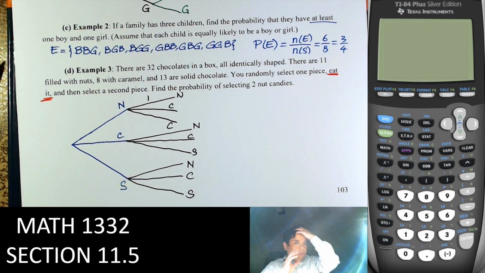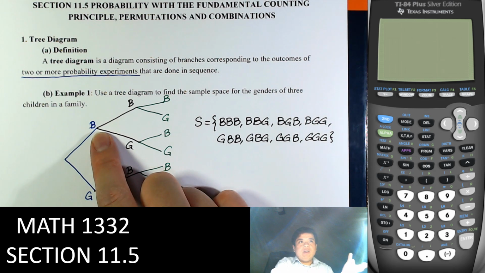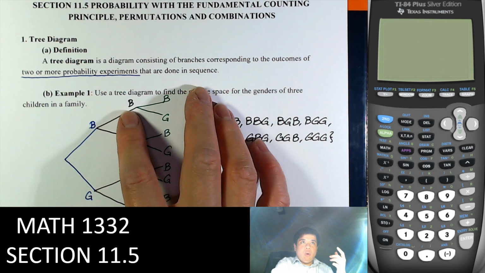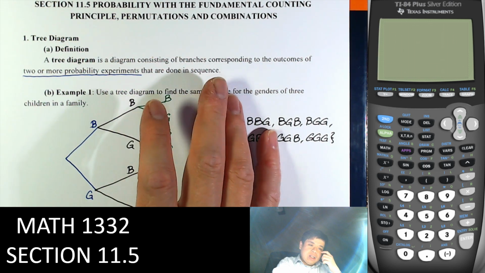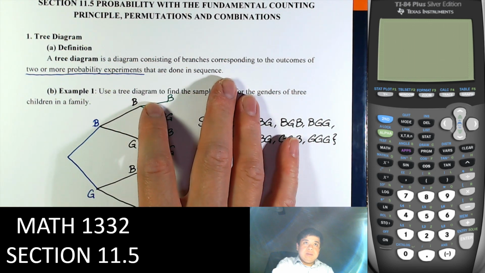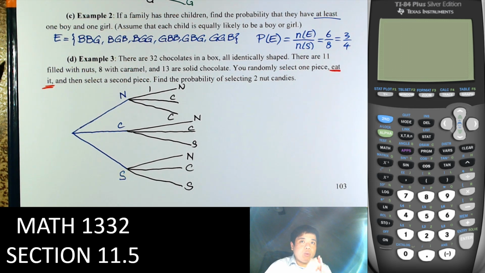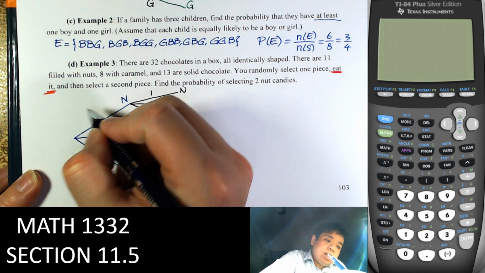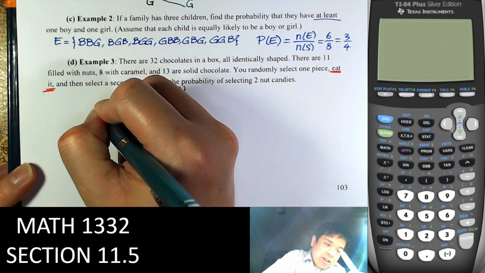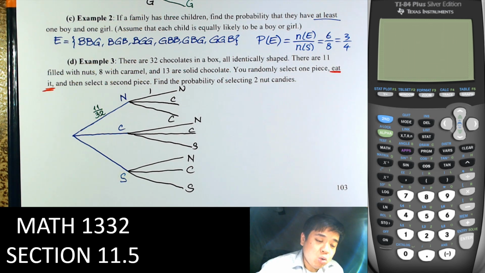Now, one thing is different between this problem and the previous problem. Doesn't matter what we had for the first child, boy or girl, the second one is independent of that, so we don't have to write probabilities for each case. This is different. Every time, what we choose affects what we choose the second time. There are 32 in total. Originally there are 11 filled with nuts, so the probability to get that is 11 out of 32. That is the probability of getting a nut on the first one.